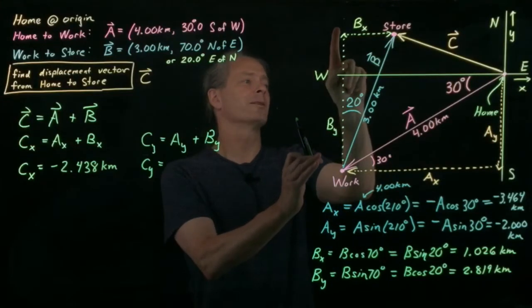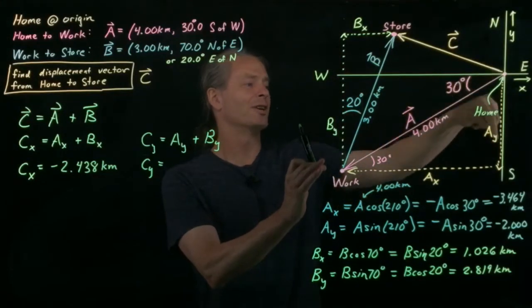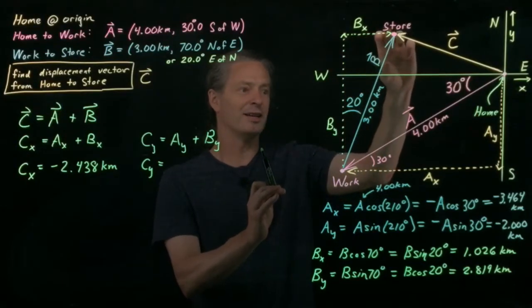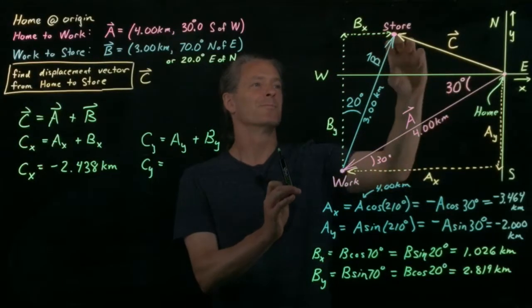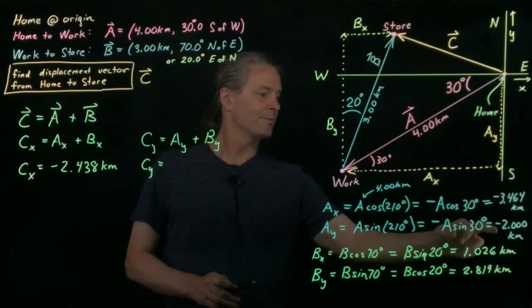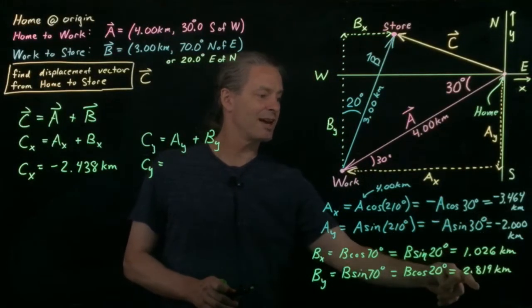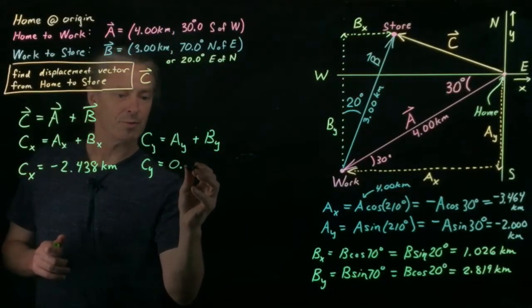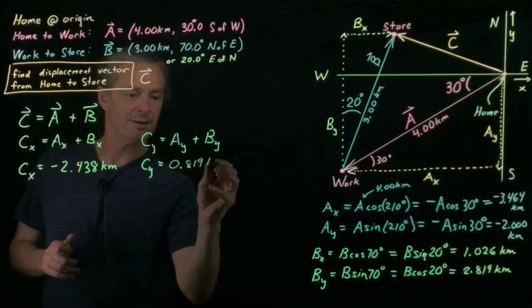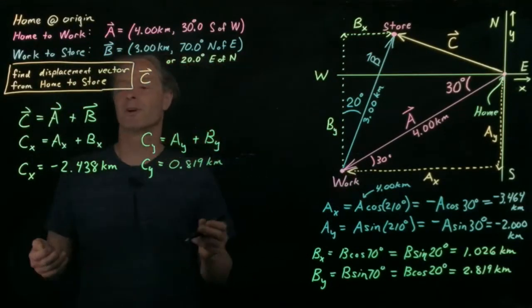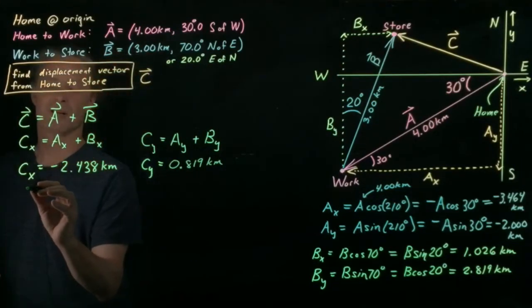And for c sub y, I've got a sub y, that's in the negative y direction, and then b sub y, which is in the positive y direction. I go down that amount, I come up this amount, I'm left with this amount, and that's my c sub y. My c sub y comes out to be this amount plus that amount, which gives me 0.819 kilometers.